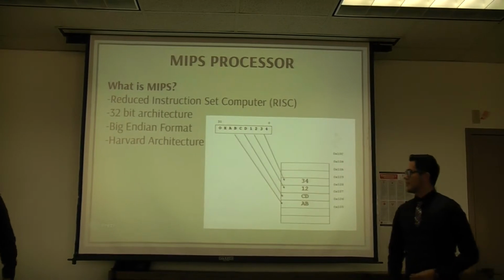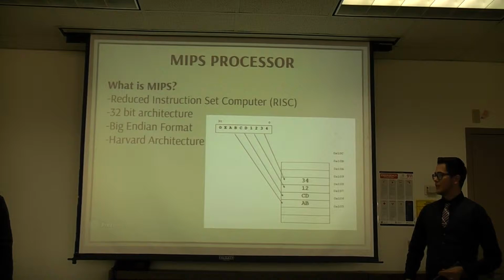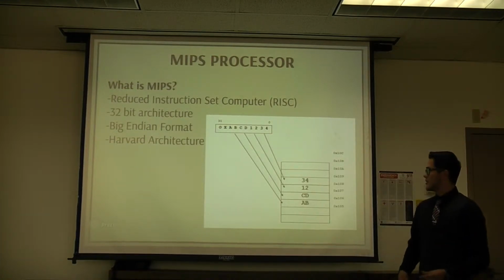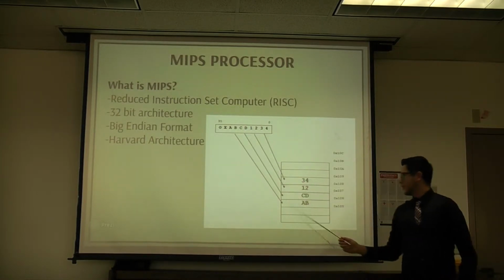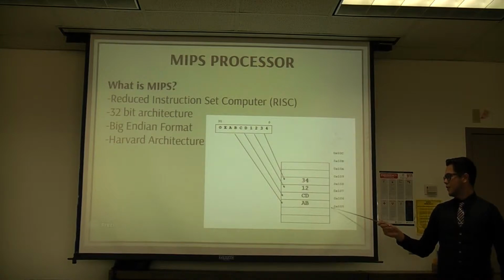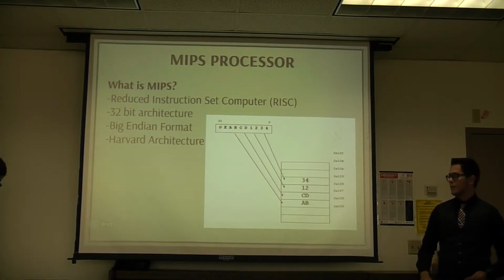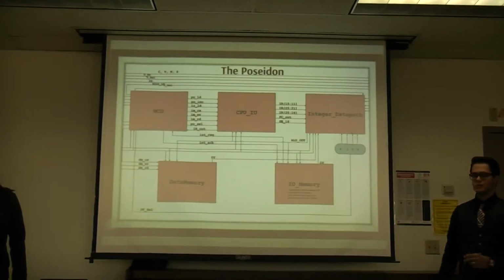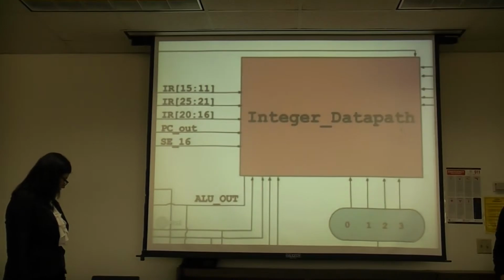Okay, so our MIPS processor is a reduced instruction set computer, so it actually follows a Harvard architecture. It does use big endian architecture, so what that means is that the most significant byte gets stored into the lowest memory location, and the least significant byte gets stored into the highest memory location. So this is the overall architecture of our processor, and we're going to look into detail of each of them. So first we're going to talk about the integer data path.